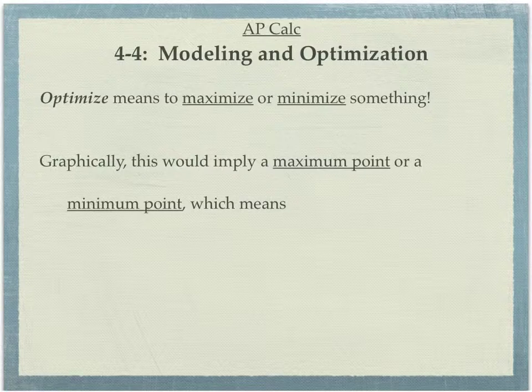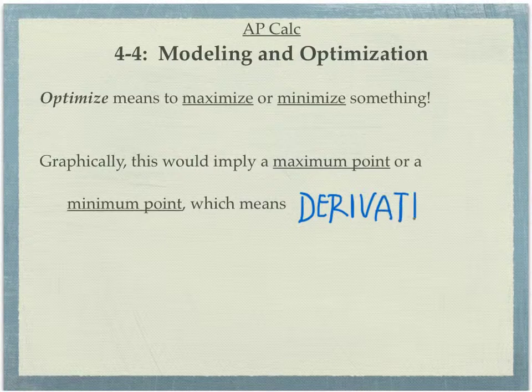You can see, and as you know, optimize means to maximize or minimize something. So that fits right into what we've been talking about in this chapter. Graphically, this would imply we're trying to find a maximum point or a minimum point, either on a graph or some sort of equation. And of course, as you might also expect, that would mean derivatives. That's why this whole lesson is in this particular chapter.